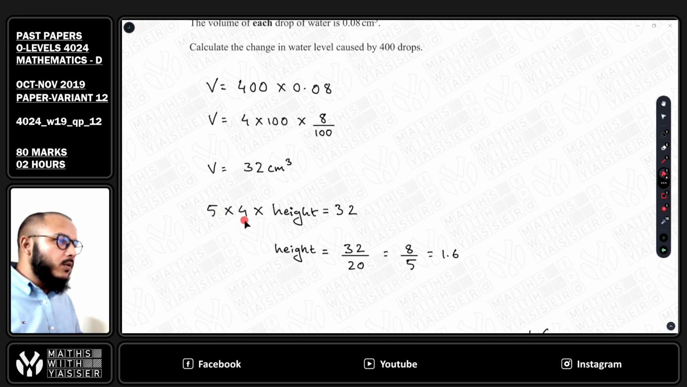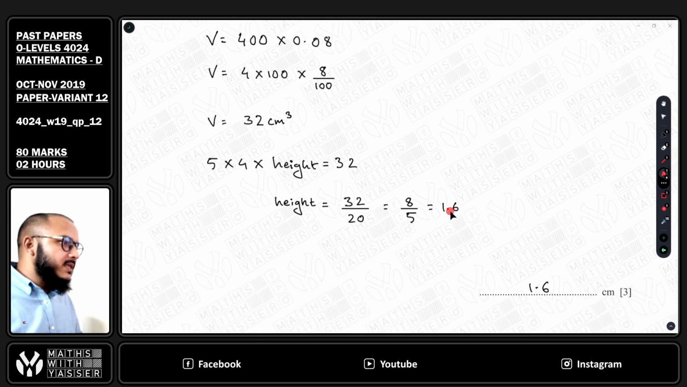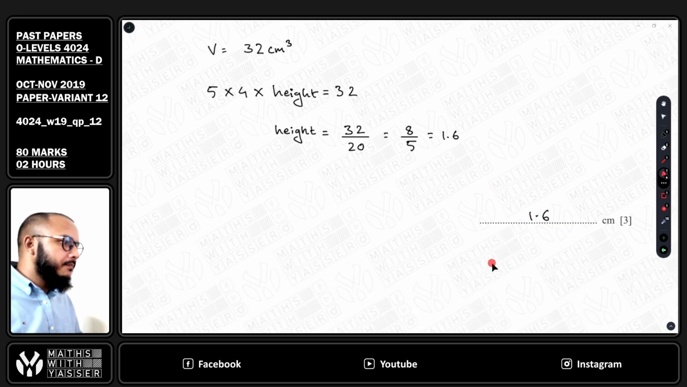So 5 times 4 is 20. So the height will be 32 over 20. If we simplify this by dividing both the numerator and denominator by 4, I will get 8 over 5, because 4 times 8 is 32 and 4 times 5 is 20. And 8 over 5 is 1.6, because if I multiply both the numerator and the denominator by 2, I will get 16 over 10, which is 1.6.